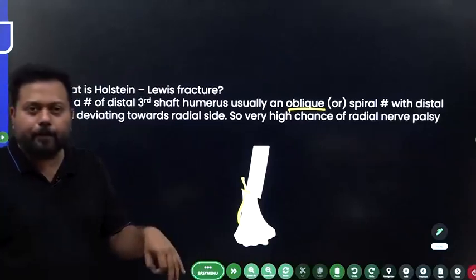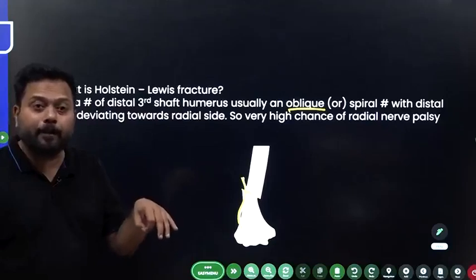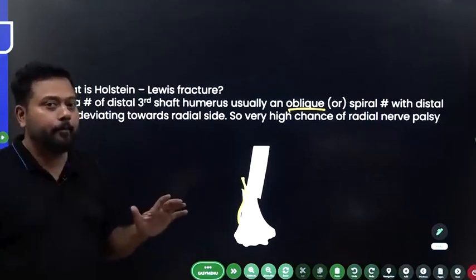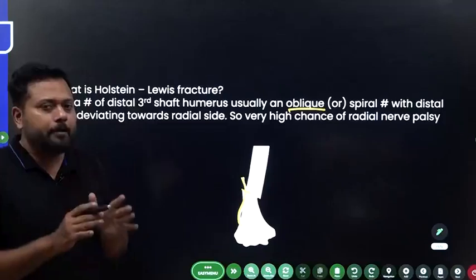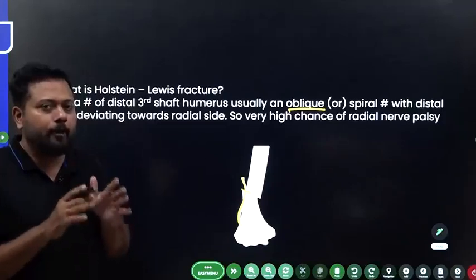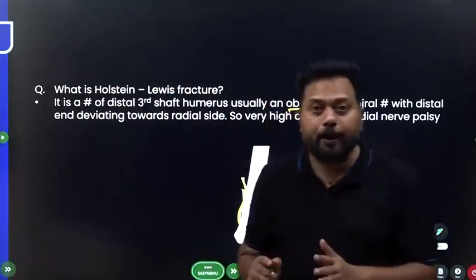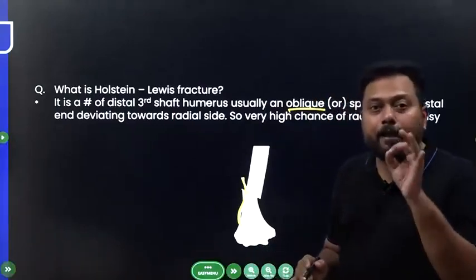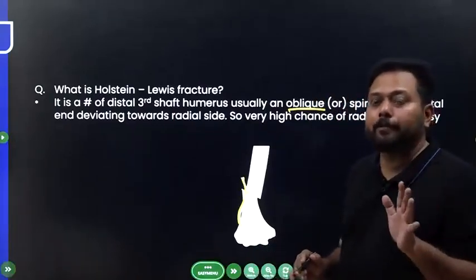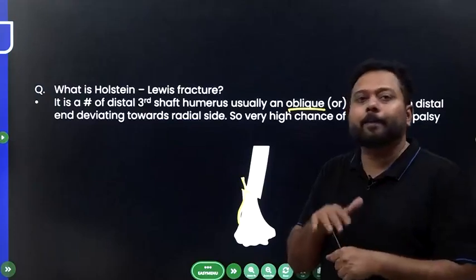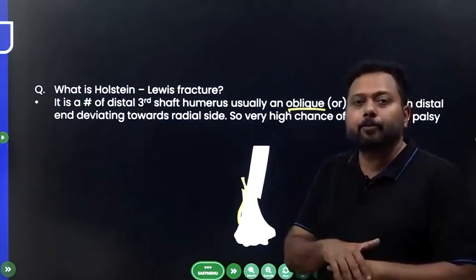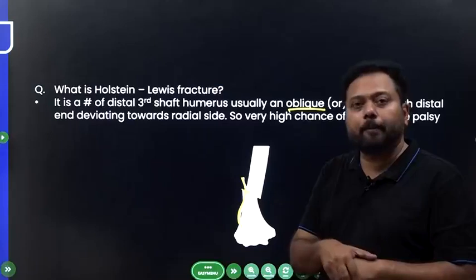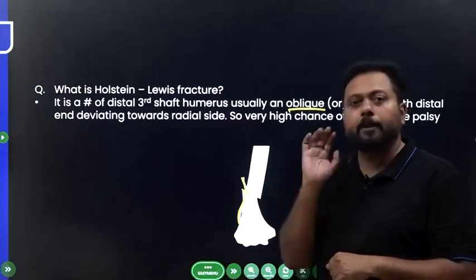It's a named fracture, very important fracture as far as the MCQ angle. What is Holstein-Lewis? Distal third oblique fracture of the humeral shaft, causing radial nerve palsy. That's called Holstein-Lewis fracture. And the book says this is an orthopedic emergency. Immediately it should be explored. Radial nerve should be decompressed. Otherwise it will go for permanent wrist drop.